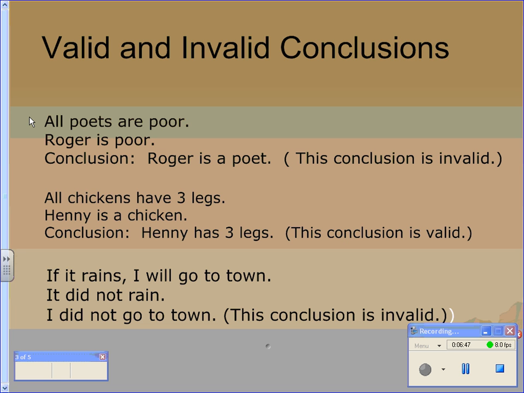So all dogs have 3 legs. Henry is a dog. Therefore, Henry has 3 legs. Yes, it's valid because it said that all dogs have 3 legs, and Henry is a dog, so he has to have 3 legs as well. If it says valid, then you just repeat it. If it says invalid, let me look. All scholars are poor. Rita is poor, so Rita is a scholar. That's invalid, and why?